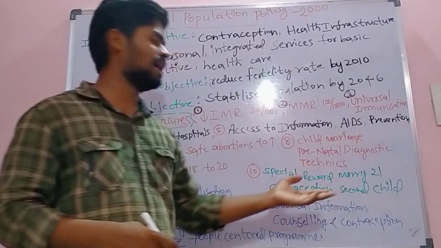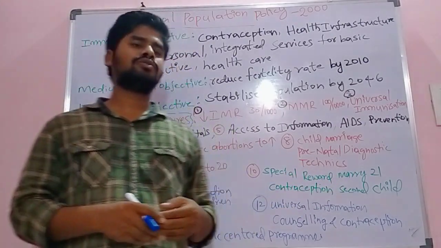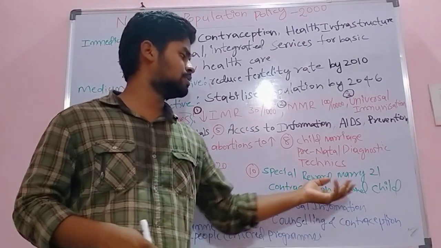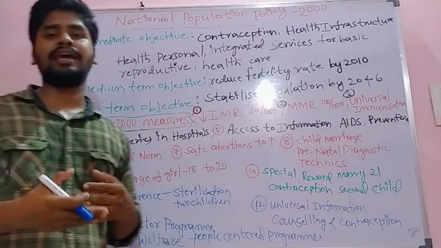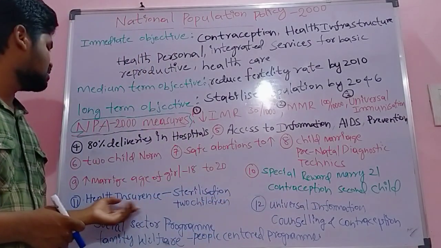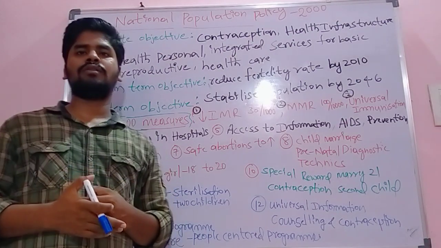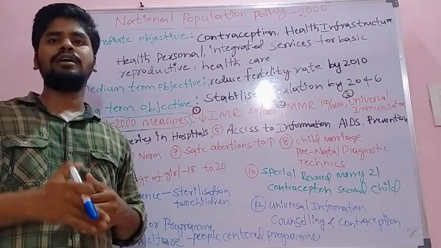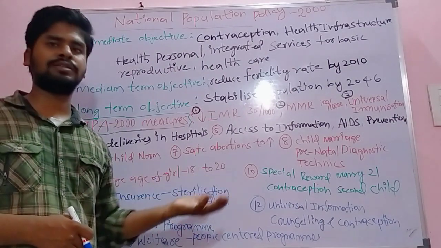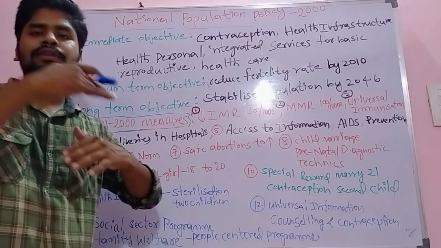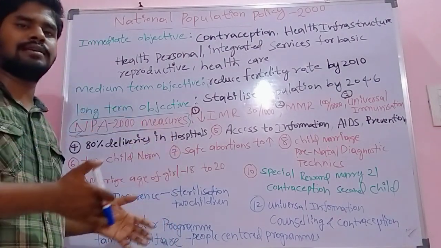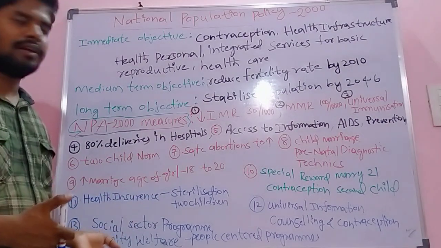And a special reward for marriage after 21 years. Whoever marries after that, the girl child will get a special award from the government. And contraception, after the second child, they have to take care of contraception. And health insurance: whoever stops after the second child and follows sterilization and contraception will get health insurance for their family. So the family size will decrease, and the insurance will be provided by the government.